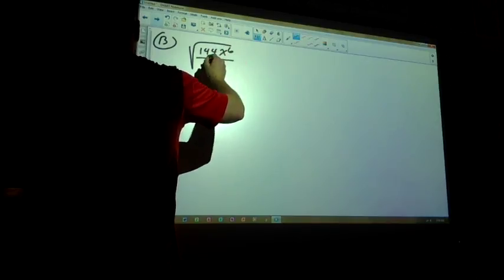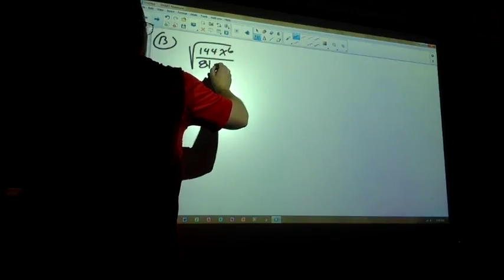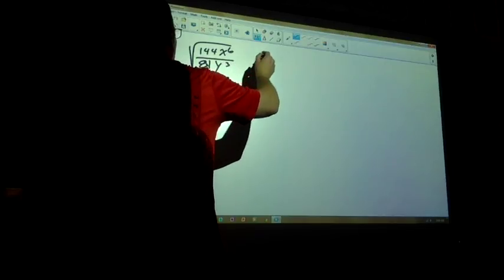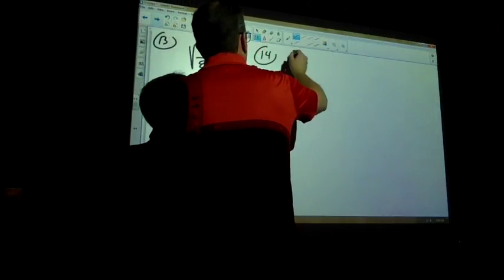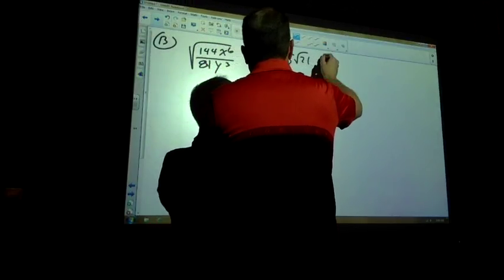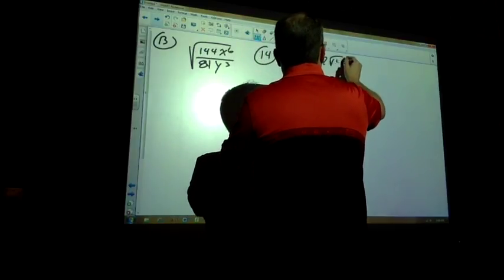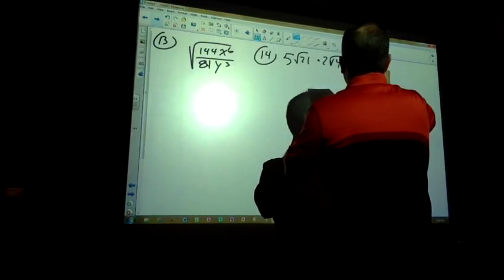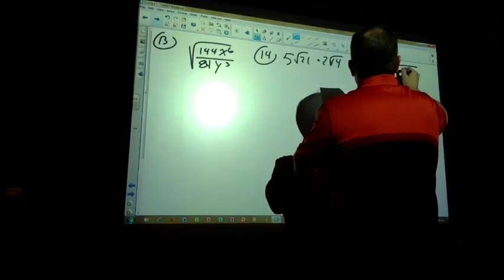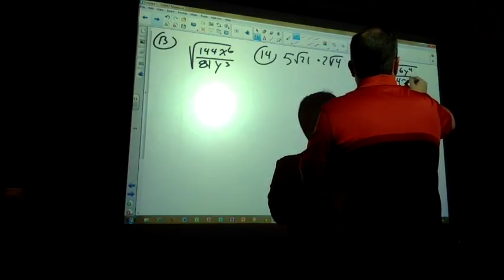81. 14. 5 root 21 times 2 root 14. 15. 16y to the 4th over 49x squared.